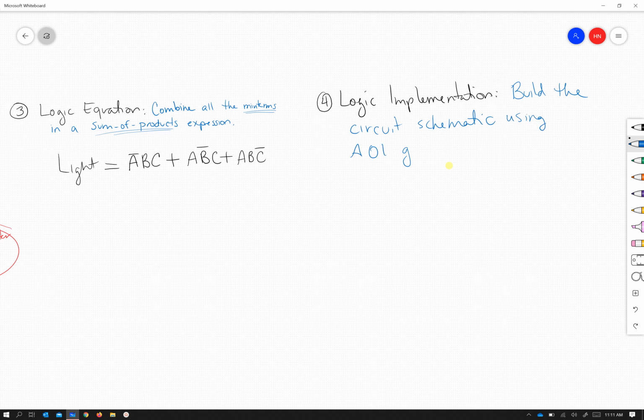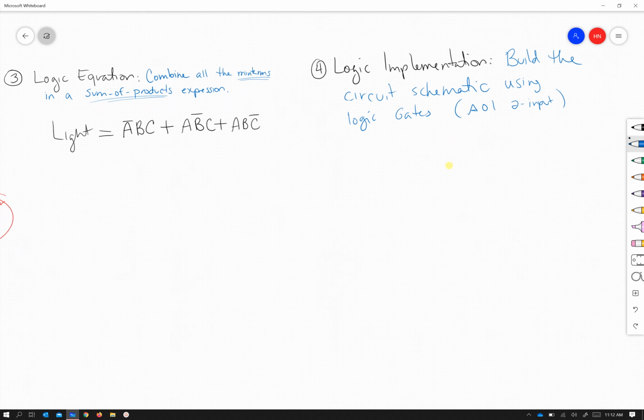AOI logic gates. You know what? I should emphasize at this point, I'm going to put this in parentheses because later we're actually going to use other ones. So build the circuit schematic using logic gates. I'm going to put using logic gates. And for now, we only have AOI 2 input gates. But later in other lessons, we may be able to use other ones. So for right now, we're going to leave it like this.